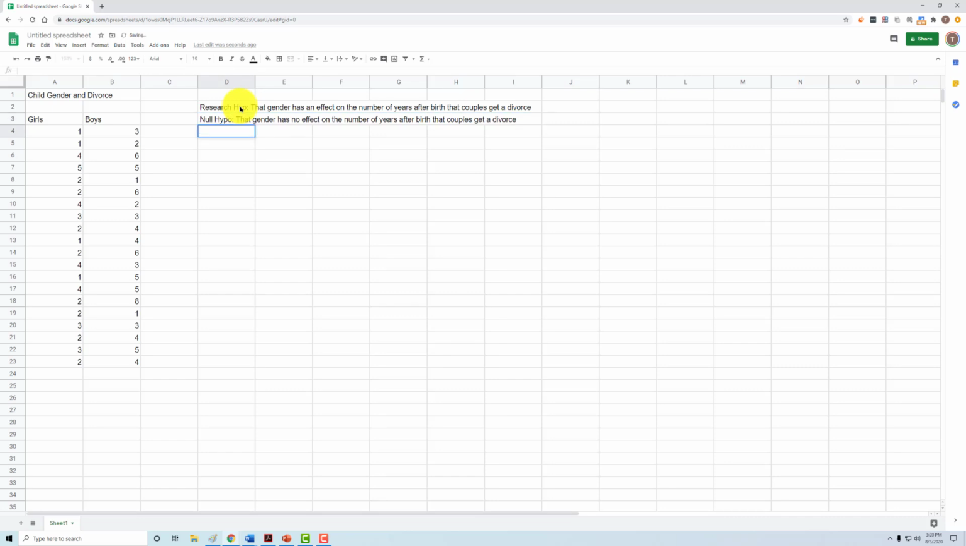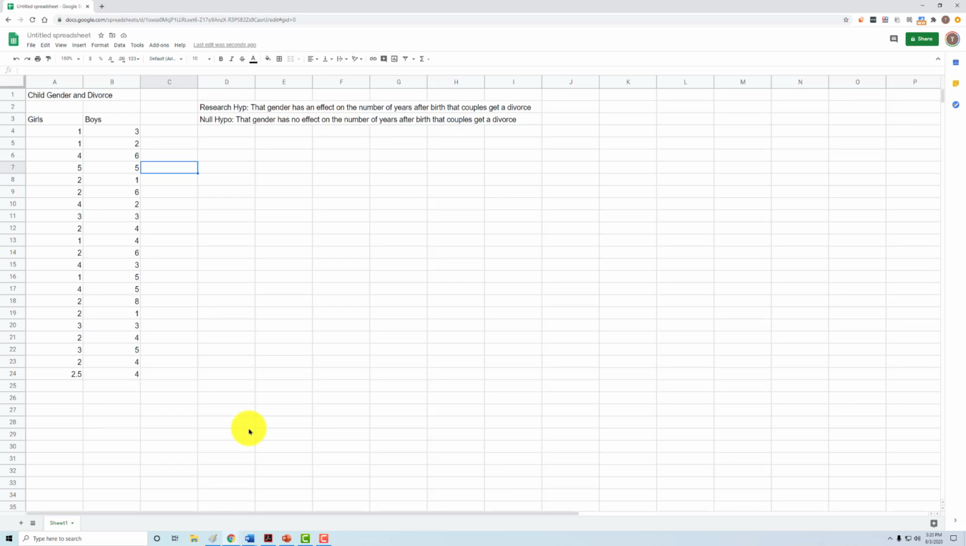All right, so now we need to figure out our sample averages. We need to get our means for our samples. Right? So the mean years for girls is 2.5. The mean years for boys is 4. Right? So let's see if that's a significant difference.